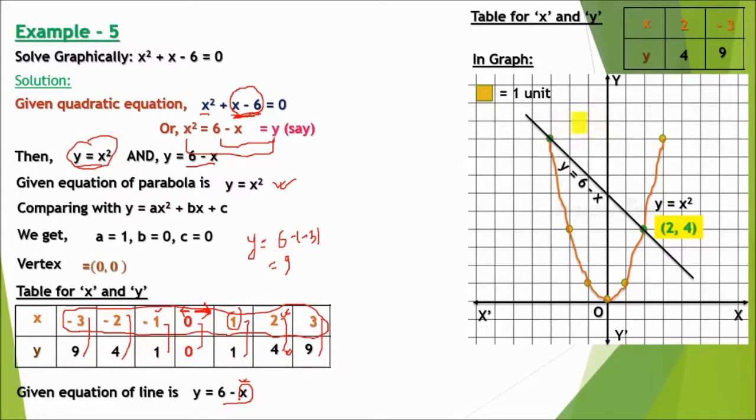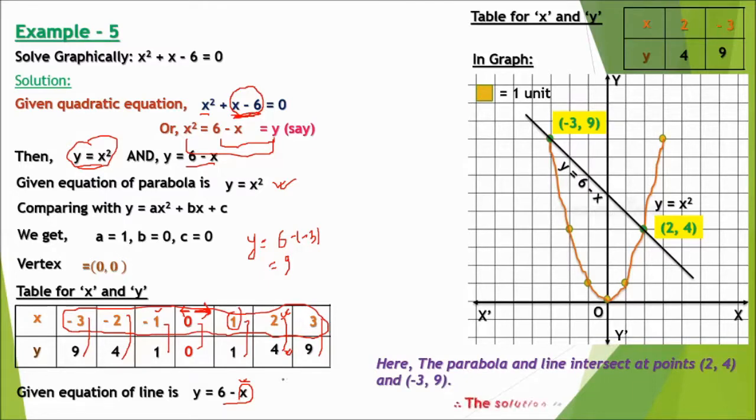So let's write that in words, and that's our solution. Okay, real quickly we have completed this example. Here the parabola and the line intersect at 2 comma 4 and minus 3 comma 9. The solution is only the x value, x value 2 and x value minus 3. So our answer is x is equal to 2 comma minus 3.